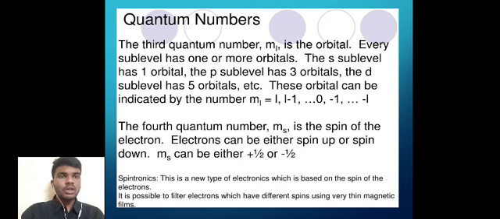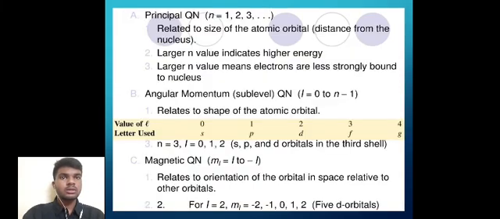The fourth quantum number m suffix s is the spin of the electron. Electrons can be either spin up or spin down. m suffix s can be either plus half or minus half. Principal quantum number n equals 1, 2, 3 and so on.